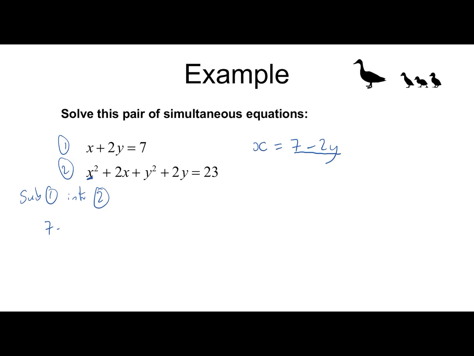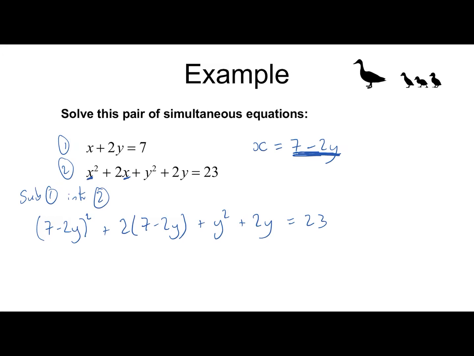I'm changing x. This x is now 7 minus 2y. So I'm going to take (7 minus 2y) squared. Use a bracket, please. Plus 2 lots of x. So that's 2 lots of (7 minus 2y). Again, wherever there is x, replace it with what I know x to be, 7 minus 2y. Plus y squared plus 2y equals 23. Now I have a quadratic equation in y, and it's pretty nasty, I have to say. But let's try and do it.